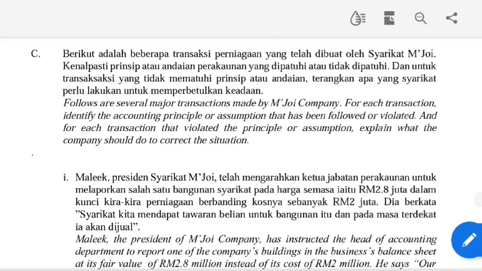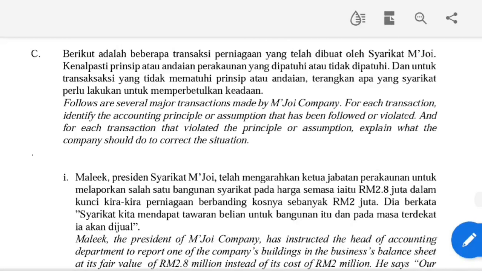So the thing that is related to this question is the accounting principle. You have learned about this accounting principle, I think, in topic 1. So let's see how to answer this kind of question. See the English version of the question.